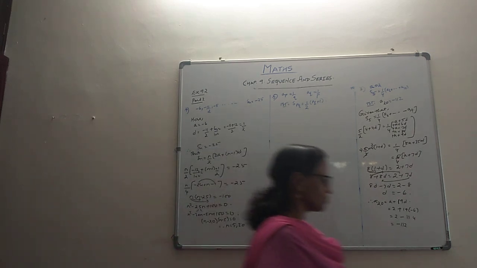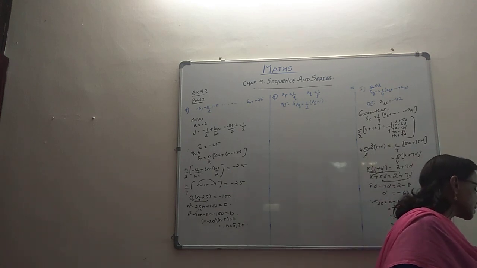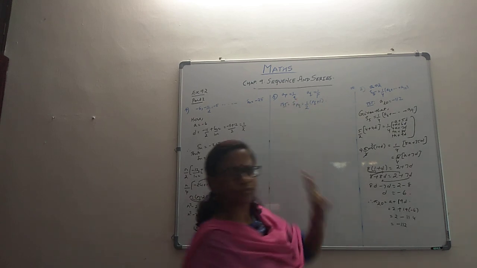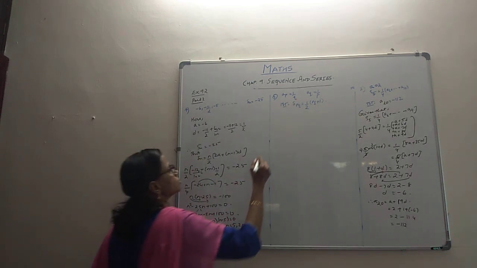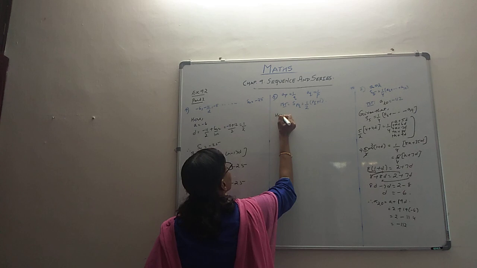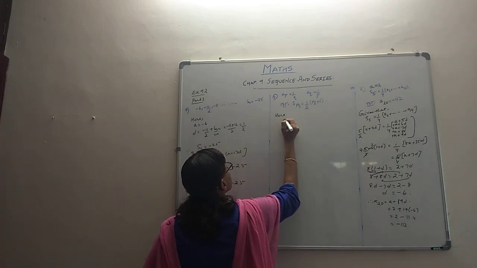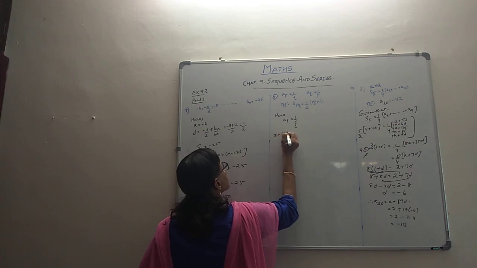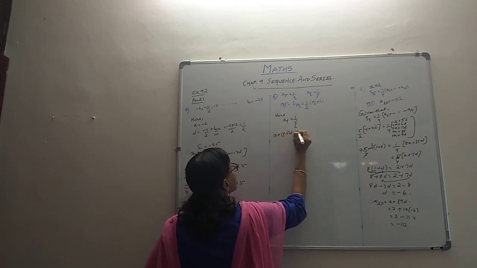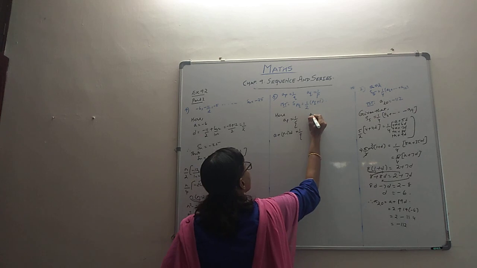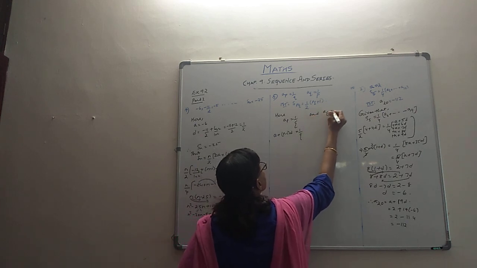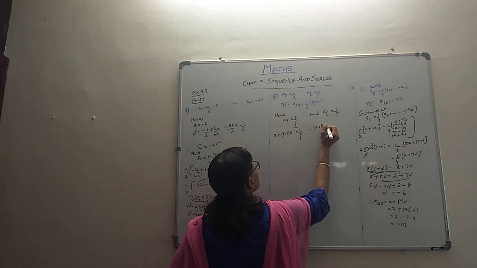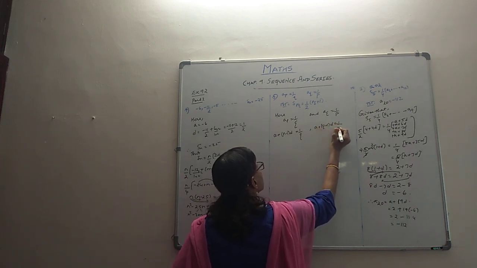Then we quickly move to the fifth question, and in the fifth question they give you the pth term and they give you the qth term. They ask us to find this, that's all, right? So right away let's start here. ap is 1 by q, which means it is a plus p minus 1 times d is 1 by q, and aq is 1 by p means a plus q minus 1 times d is 1 by p.